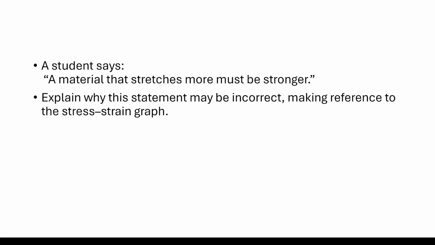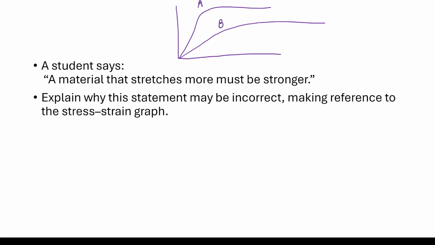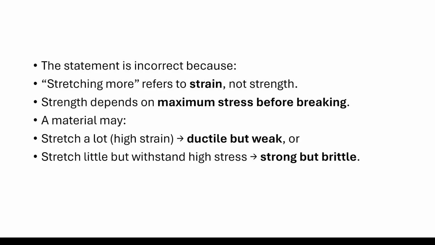A student says a material that stretches more must be stronger. Now, does strength come from stress or strain? Okay, so this is the material, and this is another material. Which one is strong, A or B? A is strong because it has higher stress. But who has more extension? B, because it goes all the way up to here. This statement may be incorrect because, here you go, the answer. Pause and read.